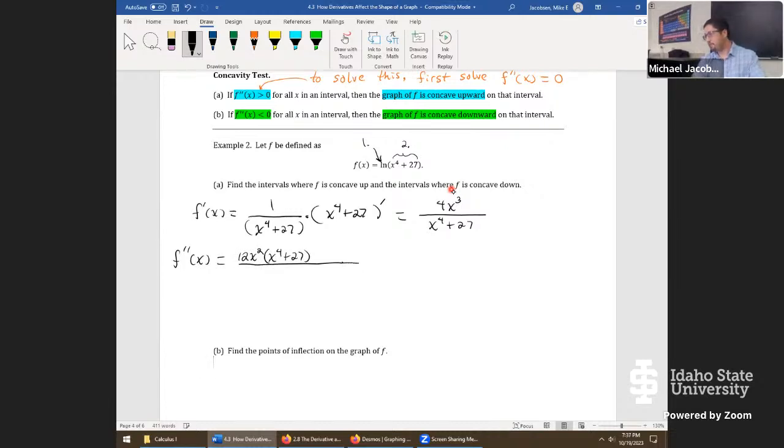And I never make these fraction bars long enough, it seems like. Then minus, now copy in the 4x cubed. It gets multiplied by the derivative of that denominator. We've done that once, that's 4x cubed again. Then down below is x power 4 plus 27, but now it's raised to the power 2.